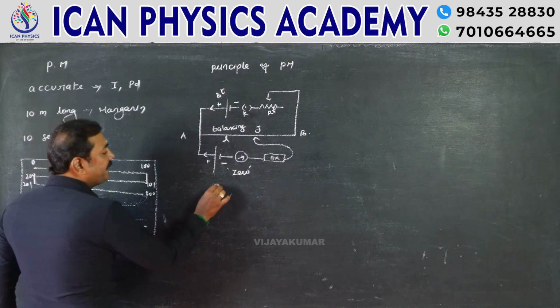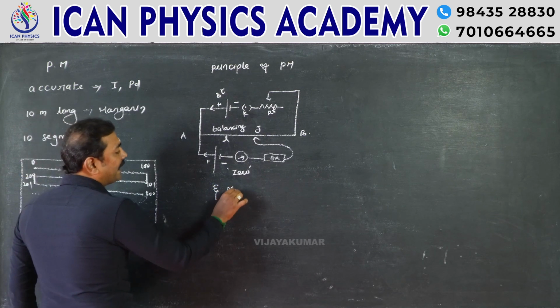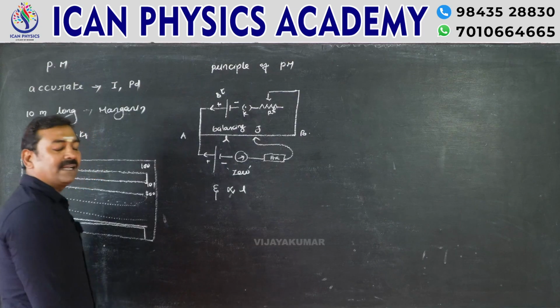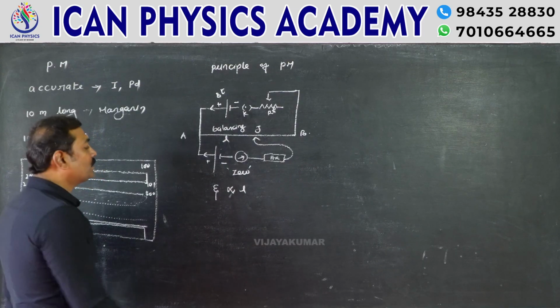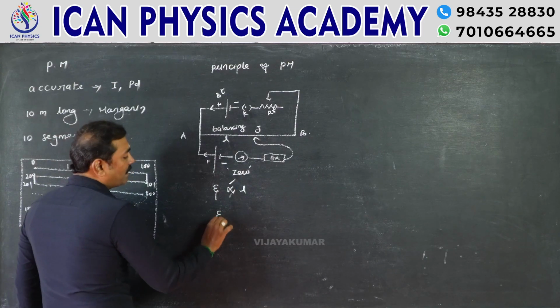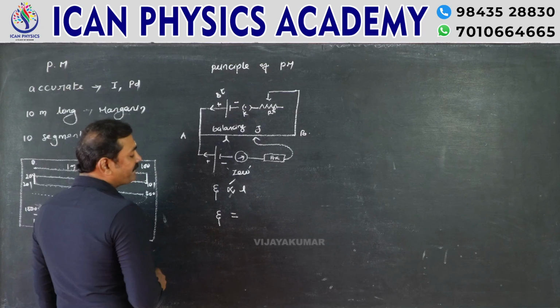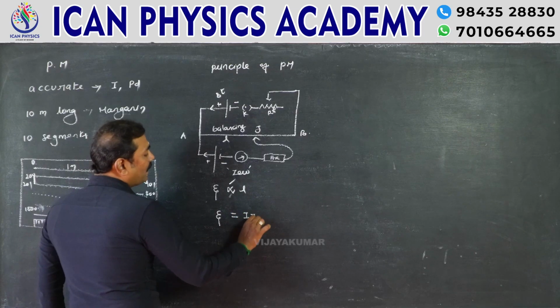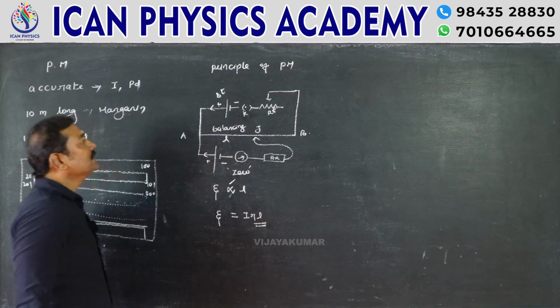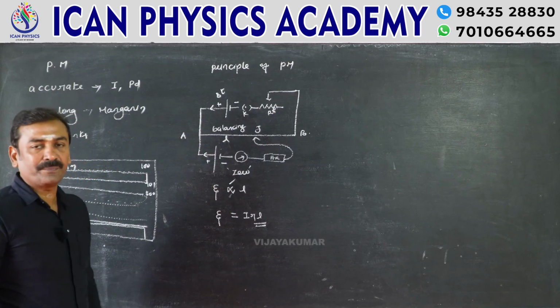So the EMF of the cell is directly proportional to the balancing length. To remove the proportional sign, we can add a constant, so EMF of the cell equals k L. Okay, so this is the principle of the potentiometer.